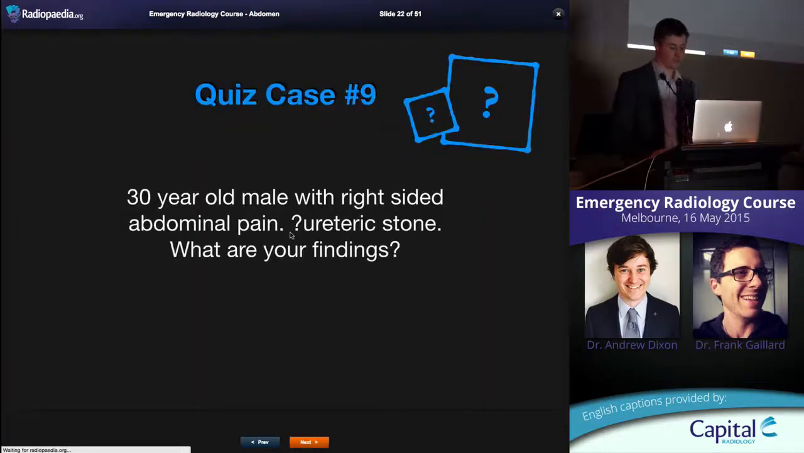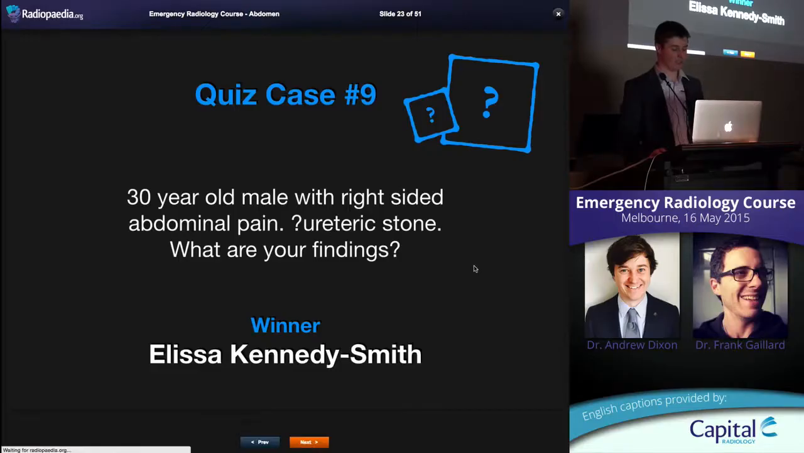So, 30-year-old male with right-sided abdominal pain, question mark ureteric stone. What are your findings? Quiz case. And the winner is Alyssa.